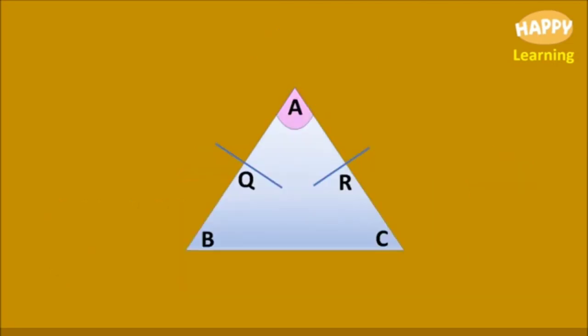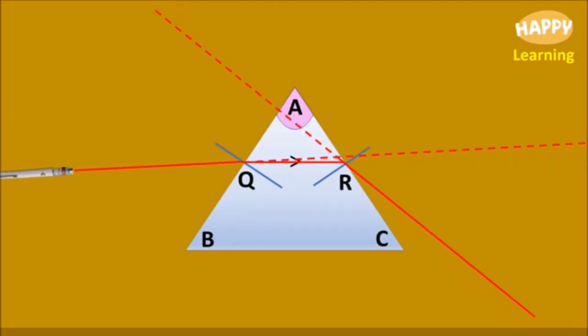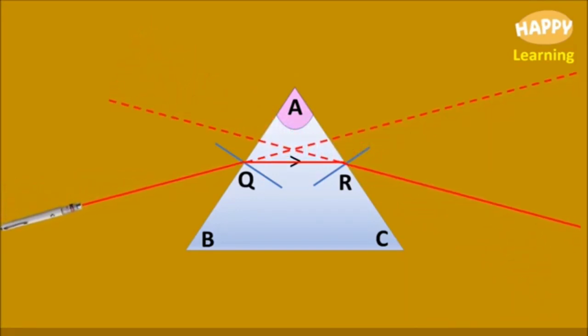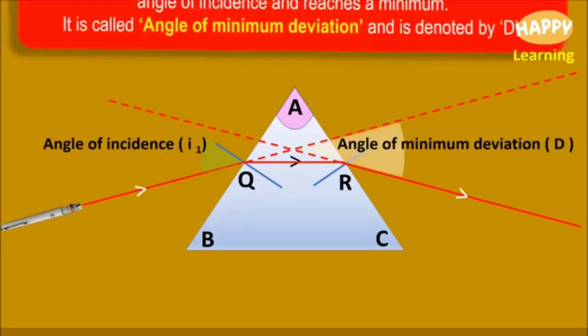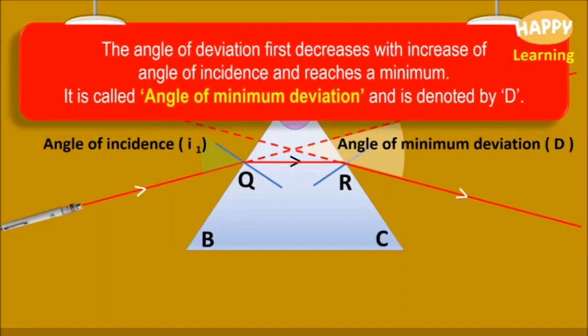Now, this is the incident ray and this one is the emergent ray. If you slowly increase the angle of incidence, you will observe the angle of deviation goes on decreasing. The angle of deviation first decreases with increase of angle of incidence and reaches a minimum. It is called angle of minimum deviation and is denoted by letter capital D.